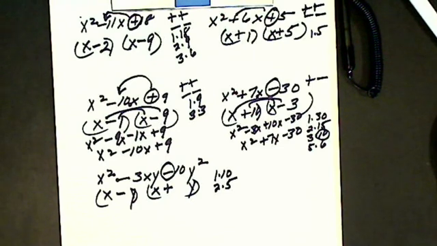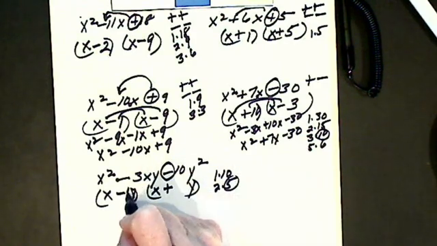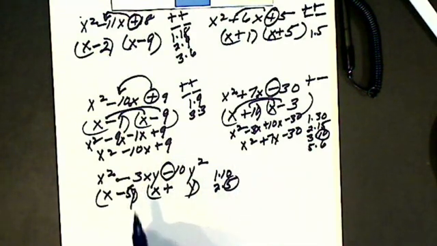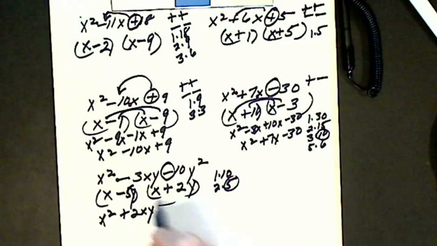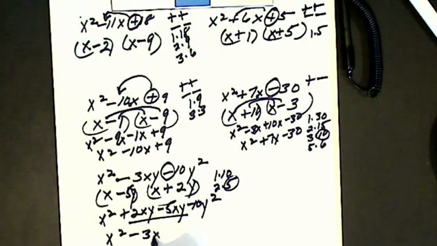I want to get a minus 3. So I got to take the bigger one, which is the 5, and put it with the minus. So my 5 is here, my 2 is here. That way when I FOIL, x times x is x squared. My outers plus 2xy. My inners minus 5xy. My last minus 10y squared. Outers and inners combine. So I get x squared minus 3xy minus 10y squared.